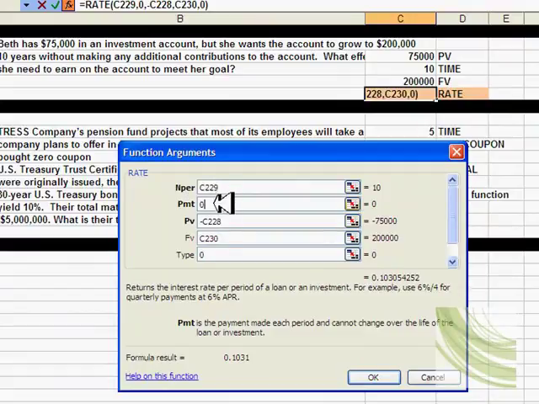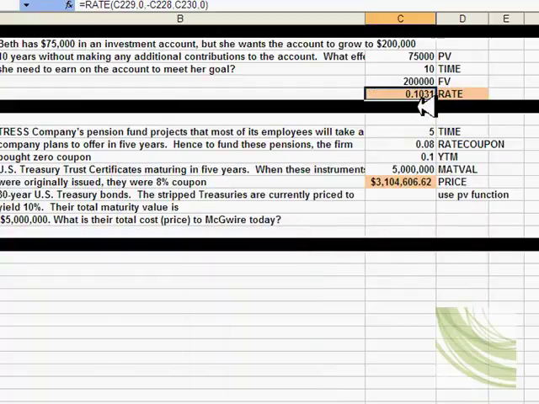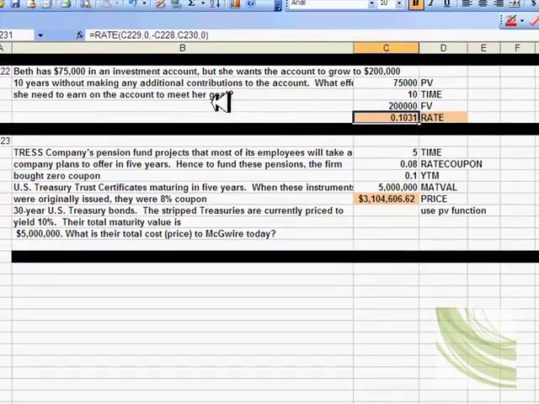Okay, payment is 0. Present value is the 75,000 that she has now. Enter as negative. Future value, she wants it to be 200,000. Type is 0. So she has to earn a rate of 10.3% to make that kind of money, the 75,000 to grow into 200,000.